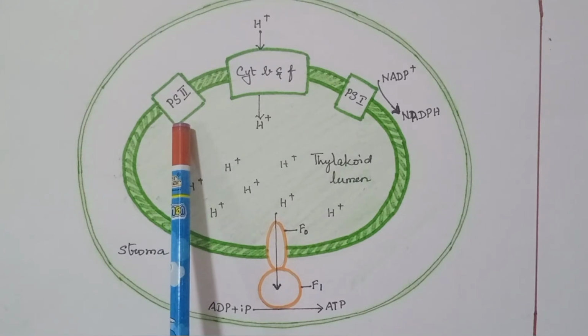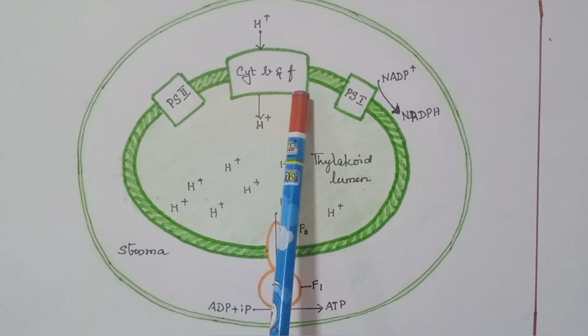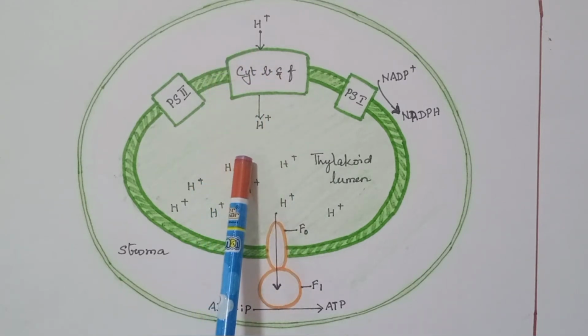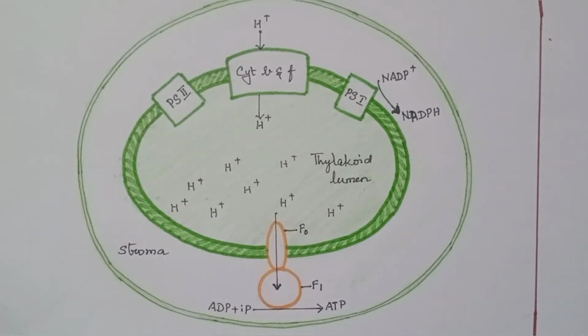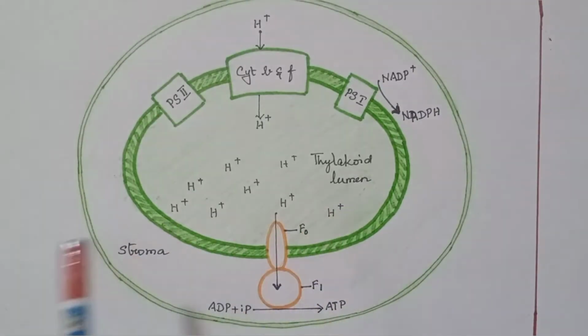Electrons are transported from photosystem 2 to photosystem 1 through the electron transport system. During this process, protons are transported across the membrane and released into the thylakoid lumen. Because of these reasons, there is an accumulation of protons inside the lumen.